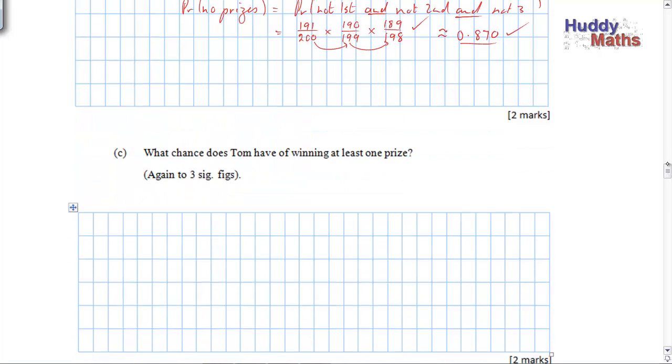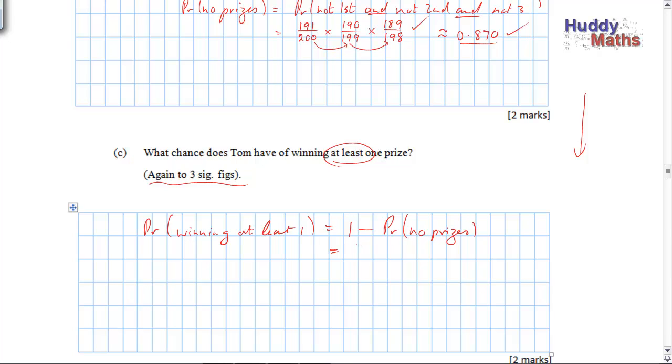What chance does Tom have of winning at least 1 prize? Watch this, again to 3 significant figures. And the key word there is at least. So rather than go through all the possibilities, at least sometimes indicates that you can take away the complementary event. Rather than go through 1 prize, 2 prizes, 3 prizes, it might be better to use the complement. Take away the fact that he wins no prizes, because we just worked that out. So that's a bus trip, this question. You're on sort of a bus trip where one answer leads to another.